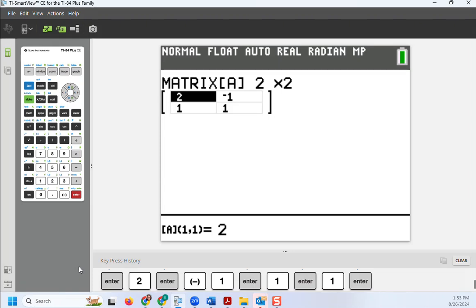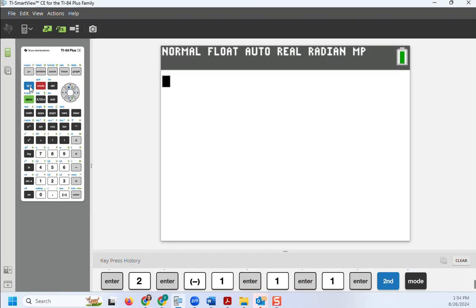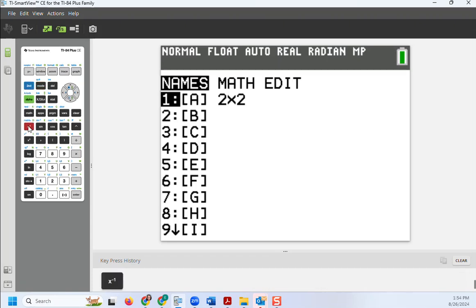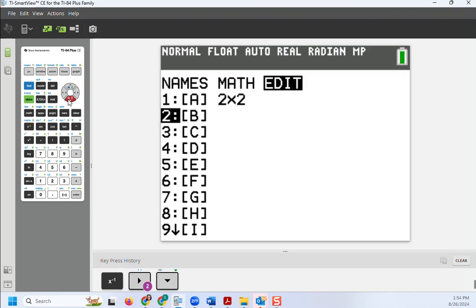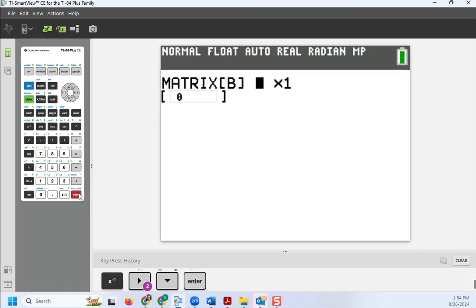Second quit, and now I'm going to go back to the matrices. So second matrix, second quit, then second matrix. And I want to edit matrix B, so I'm going over to edit, and then down to B. Matrix B is not a 2 by 2, it's a 2 by 1, 2 rows by 1 column. So 2 by 1. And then in the matrix, I need to enter 5 and 1. Okay. I'm going to put the directions back up so that you can see the directions.